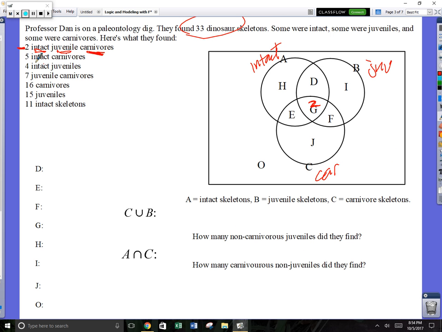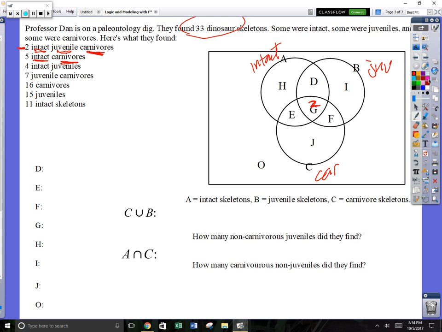The next one, I got 5 intact carnivores. So now this is only referencing 2 of the sets. So intact and carnivores, here we go. Intact, they have to live in this circle right here.